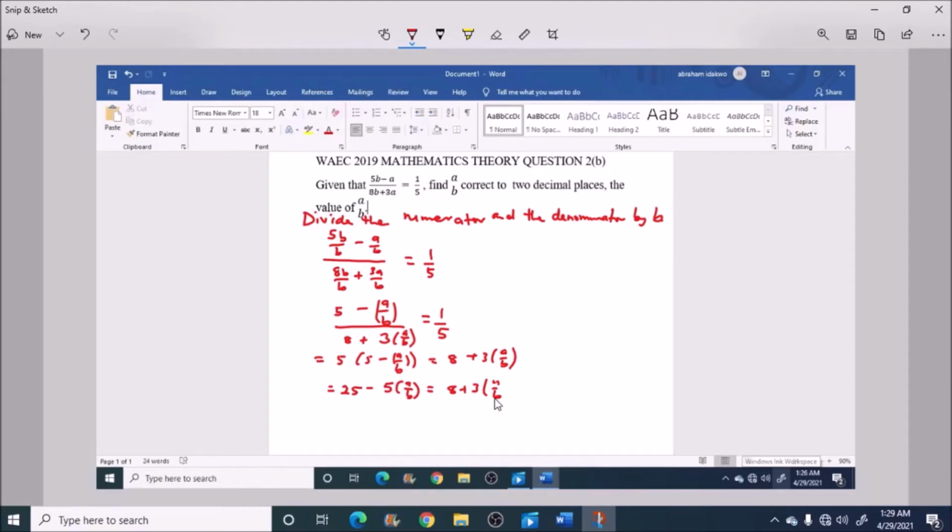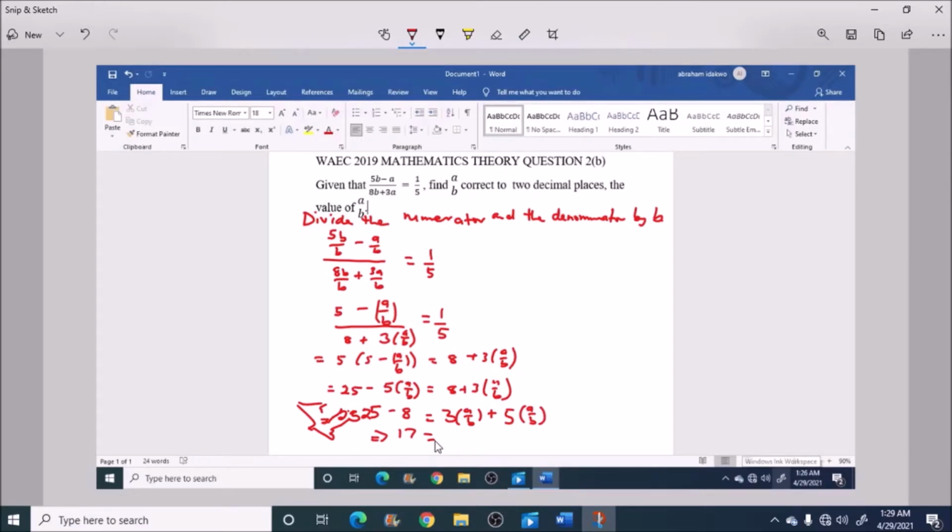So here we have 25 minus 8 equal to 3 a over b plus 5 a over b. That's collecting like terms together. So this will give us 17 equal to 8 a over b.